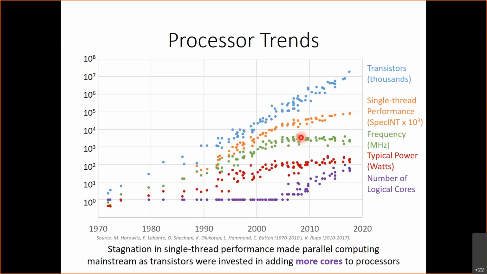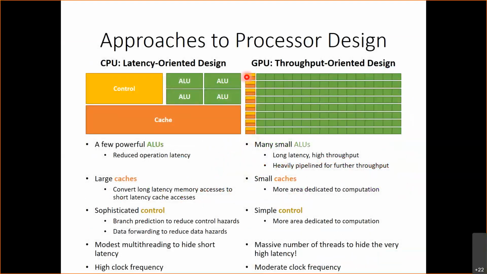how single thread performance has stagnated because frequency has stagnated because of the power wall, and this led to this move towards parallel computing. And we also looked at the difference between the design of a CPU, which is a latency-oriented design, and the design of a GPU, which is a throughput-oriented design.